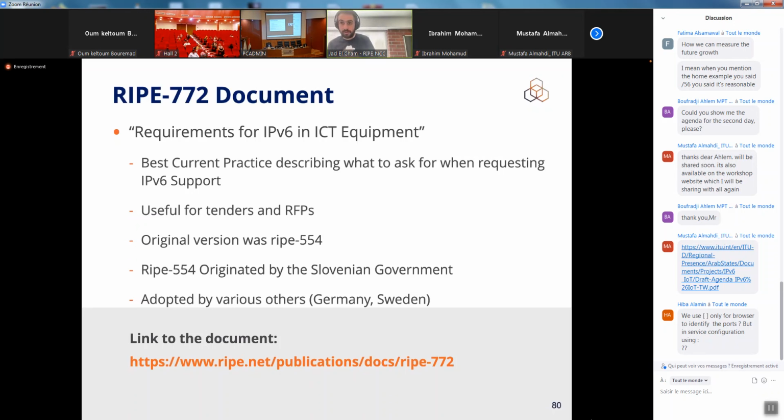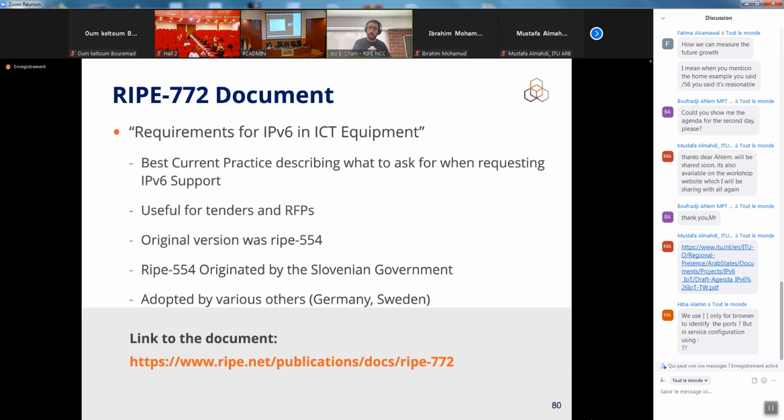There's a document out there. It was released very recently. It's called the RIPE 772 document. The title says it all: Requirements for IPv6 in ICT Equipment. It's a very nice document. It's based on an old document, which was called RIPE 554, and that was like a holy grail. It was very important. Why?